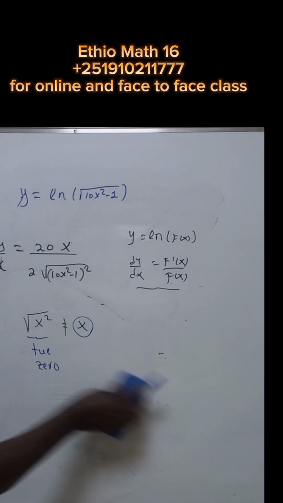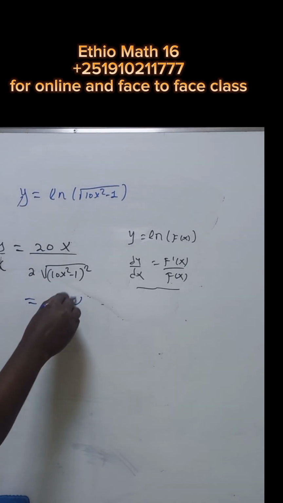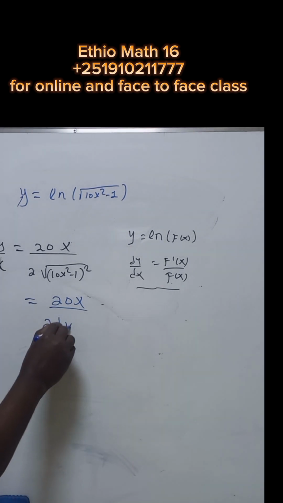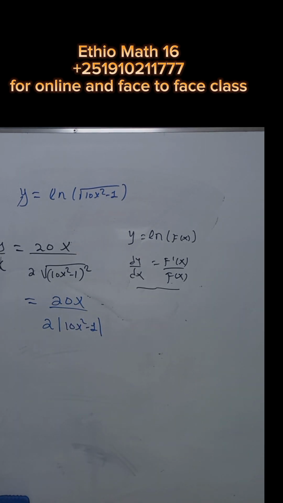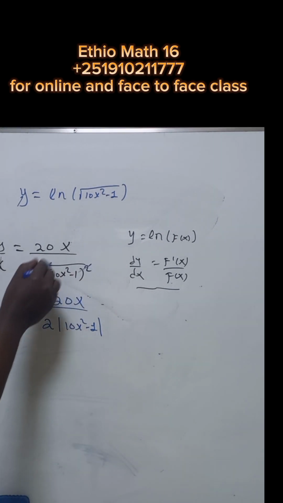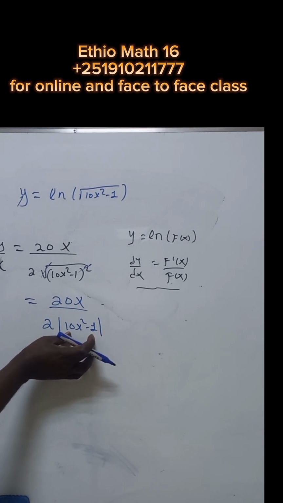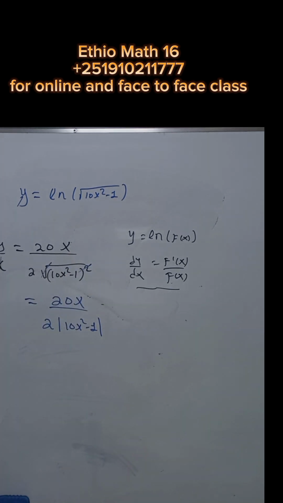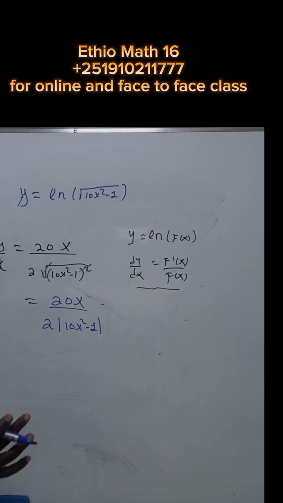So because of these cases, the simplification for this problem will be 20x over 2 times the absolute value, or modulus, of 10x squared minus 1. The modulus of 10x squared minus 1 and 2, because this will cancel by this one. When you eliminate the symbol of radical, now this will be an absolute value, because there is a possibility this will be negative and positive. And so it should be positive because it's under the square root. When you take out any positive real number from the square root, it is positive, and because of this, I have to insert this symbol of absolute value or modulus.